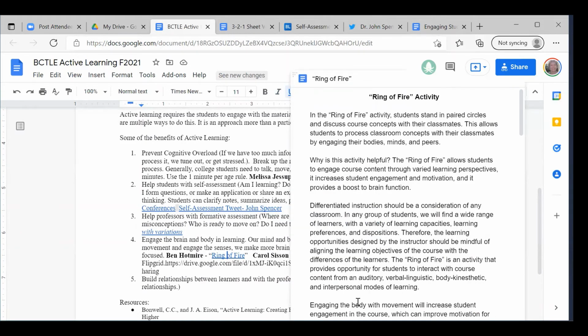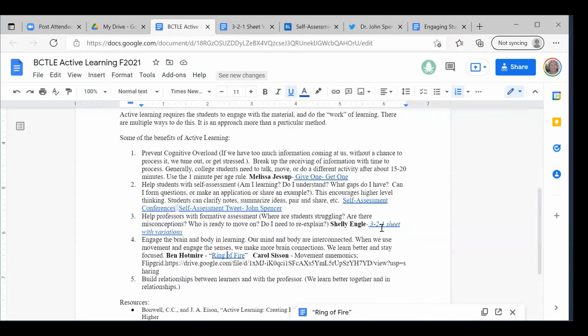So my activity is called the Ring of Fire, and I have played Johnny Cash before.